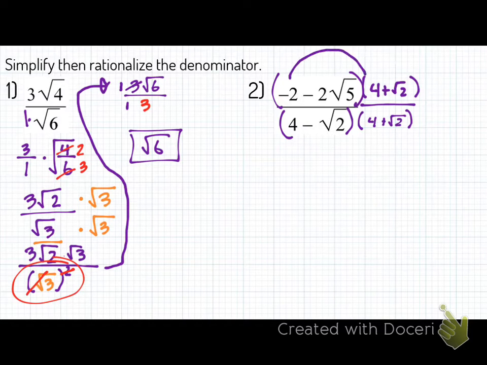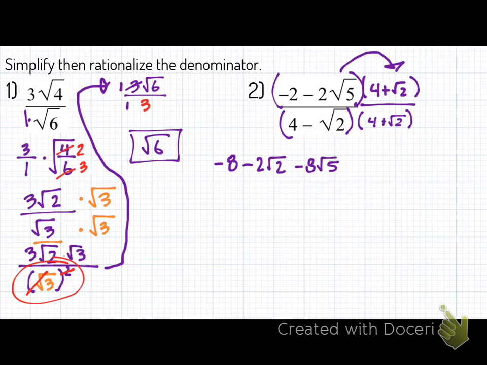We got negative 2 times 4 is going to be negative 8. Negative 2 times rad 2 is going to be negative 2 rad 2. And then we got negative 2 rad 5 times 4 is going to be negative 8 rad 5. And then we got negative 2 rad 5 times rad 2 is going to be negative 2 rad 10.